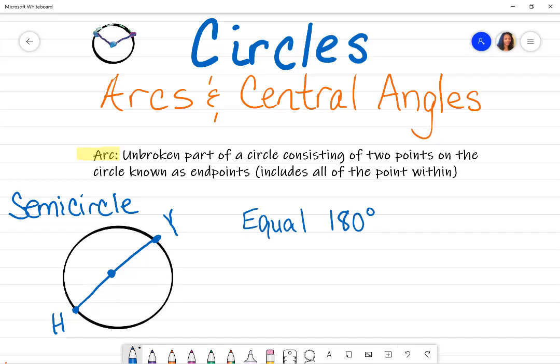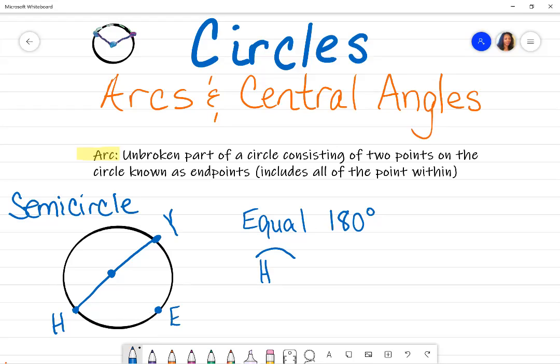So if I were to ask you to name this semicircle, if I just said HY, you wouldn't know if I'm asking you to go in this direction or in this direction. Now, in this example, it doesn't matter because you just have one diameter, but there are examples where you may have multiple angles shown. So it would be helpful if there's a third point on your arc. Let's go ahead and put a point here.